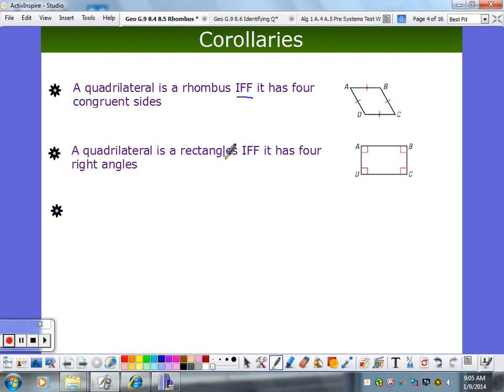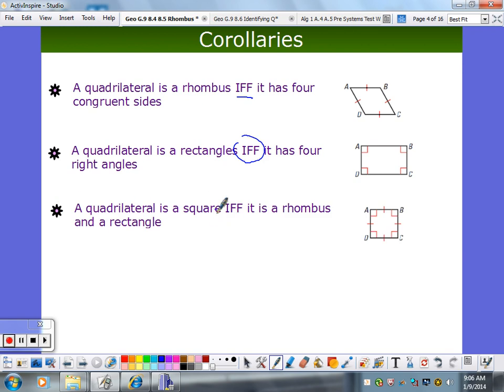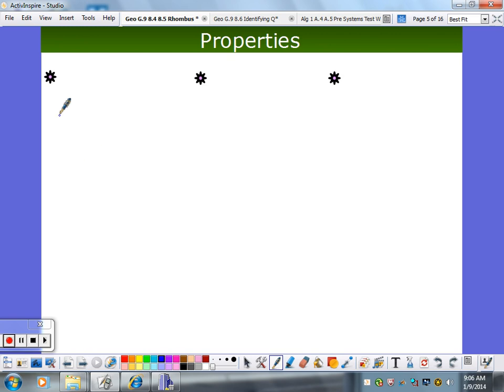A quadrilateral is a rectangle if and only if it has 4 right angles. And again, if and only if. So if you have a quadrilateral with 4 right angles, it's going to be a rectangle. And the square: a quadrilateral is a square if and only if it's a rhombus and a rectangle. And if a quadrilateral is both a rhombus and a rectangle, then it is a square. So again, biconditionals. You have one, you have the other.